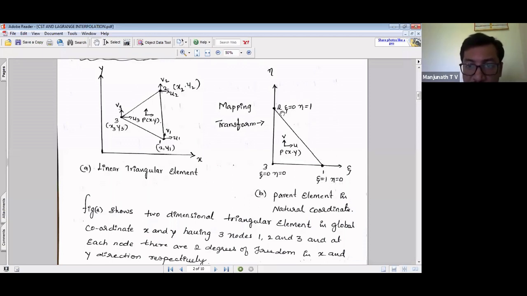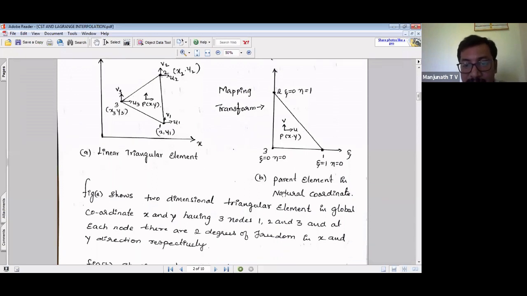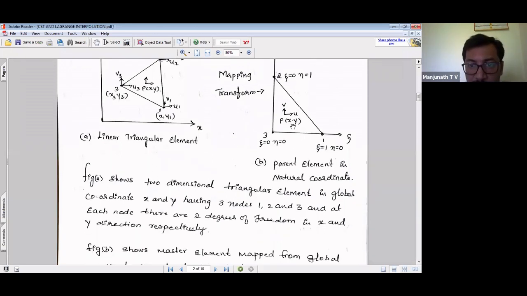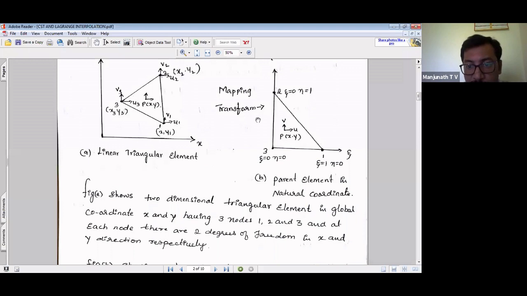Similarly, considering node number 2, zeta value will be 0, neta value will be 1. From this, we are going to consider the nodes' distances from the origin. So this gives the overall constant strain triangular element in the natural coordinate system. That is called the parent element in the natural coordinate system.